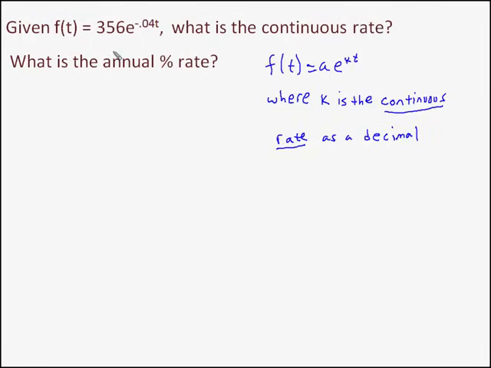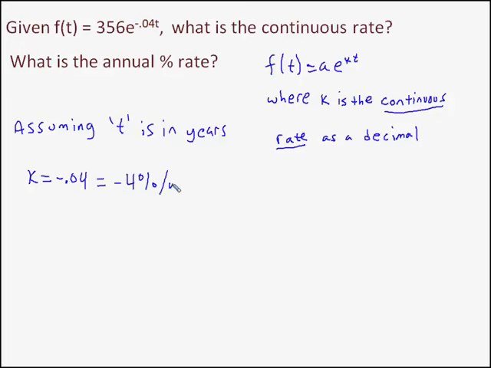So remember, I wanted to do another problem where this time your continuous rate is negative as opposed to positive. So the first question, what is the continuous rate? Assuming t is in years, our k value of negative 0.04 would give us the continuous annual rate if we only moved the decimal over twice and converted this to a percentage. Our k value of negative 0.04 would be our continuous rate as a decimal, and if you wanted to represent it as a percentage, you need only move the decimal over twice.